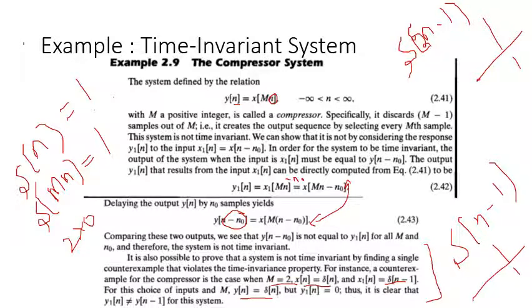If I multiply it with 2, it becomes 0. y of 1 is equal to 0 because delta impulse is not defined at 2n minus 1. It is clear that y1 of n is not equal to y of n minus 1. So the compressor system is not time invariant. Let's move on to the next slide.